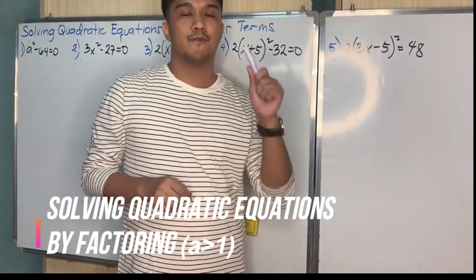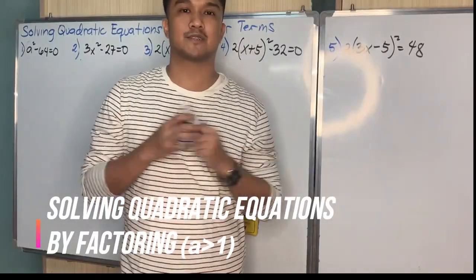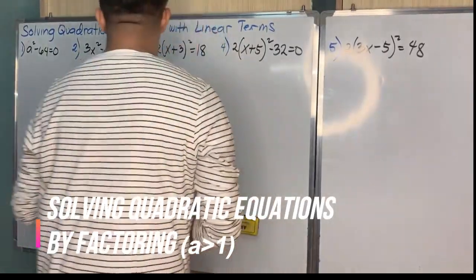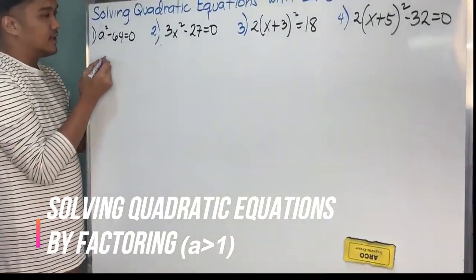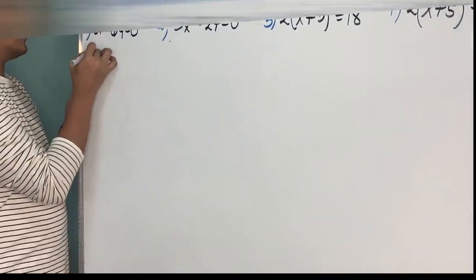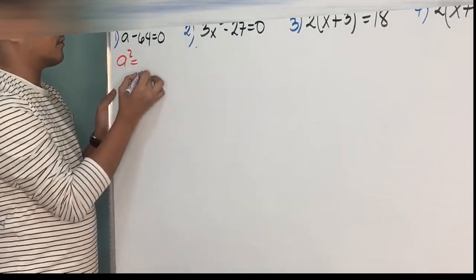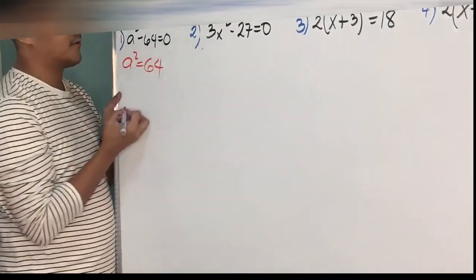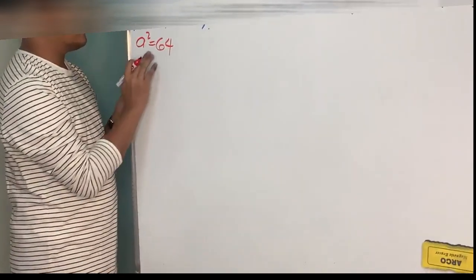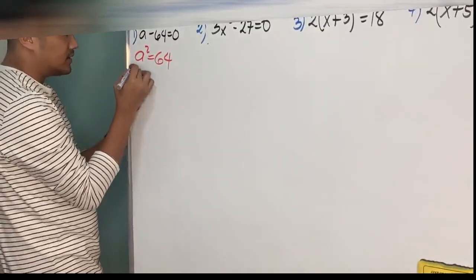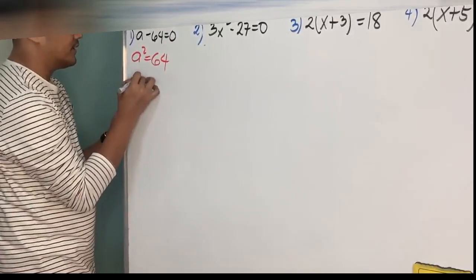Okay, for now, kasagutan na natin ang ating practice exercises. Okay? So, number 1. Extracting square roots tayo, no? So, a squared is equal to 64. Lipat na sa kabila, isolate yung quadratic term. And then, square root ng 64.